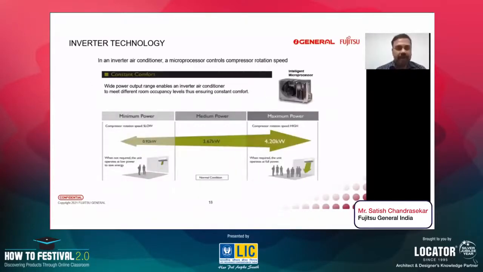And remember, I told you in the beginning about full inverter technology. Once the set temperature is reached, the compressor speed slows down. If you see on the left of the slide, there is something called minimum power. In minimum power, the compressor rotation speed is slow, and it requires only 0.92 kilowatts. At 0.92 kilowatts, the unit operates at very, very low power to save energy.